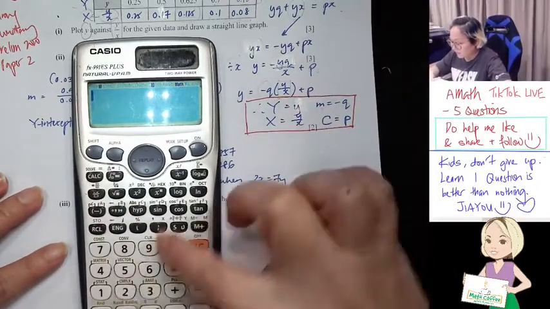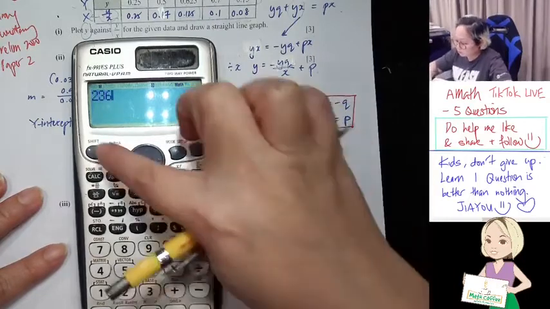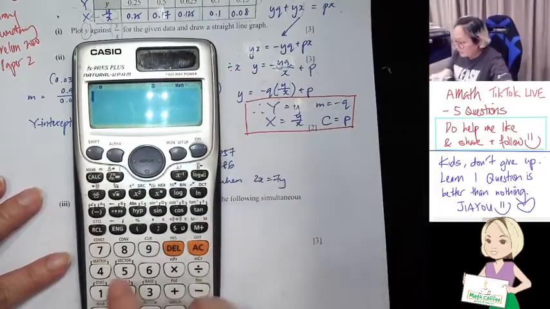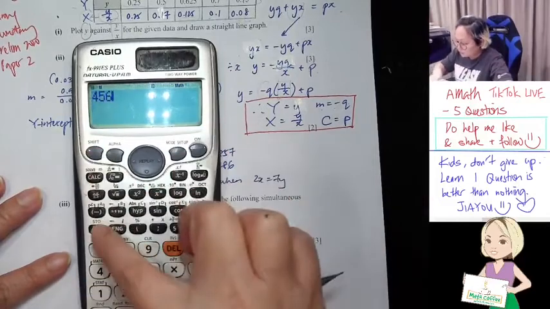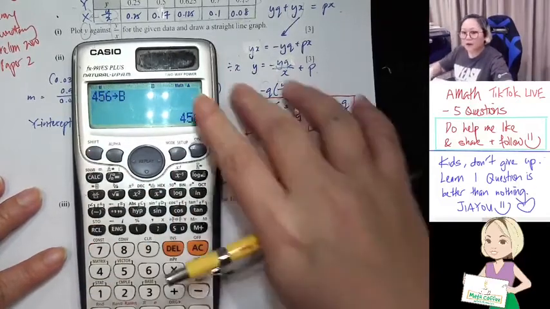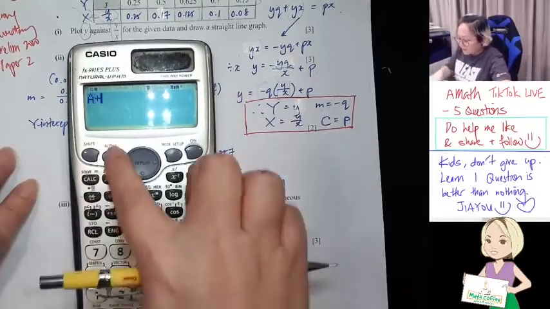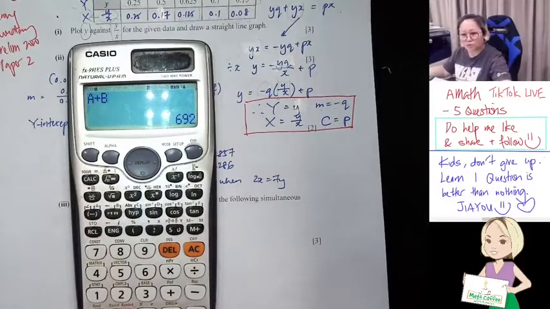So let's say I repeat, 236. I want to shift, store it to A. Okay? Then let's say I choose another number, 456. I want to shift, store it to B. I want to do A plus B. Then I will say, okay, alpha A plus alpha B equals 692.